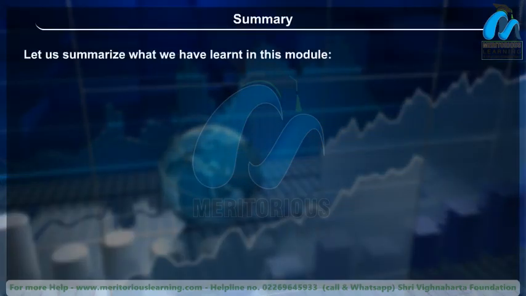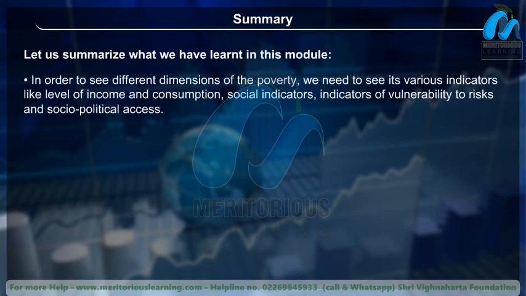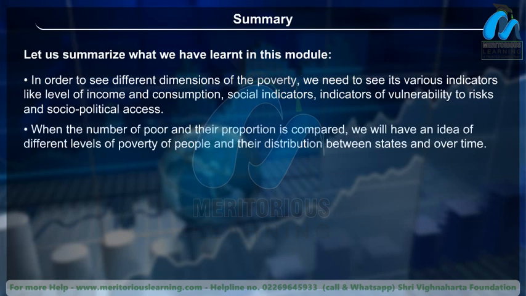Summary. Let us summarize what we have learned. In order to see different dimensions of the poverty, we need to see its various indicators like level of income and consumption, social indicators, indicators of vulnerability to risks and socio-political access. When the number of poor and their proportion is compared, we will have an idea of different levels of poverty of people and their distribution between states and over time.